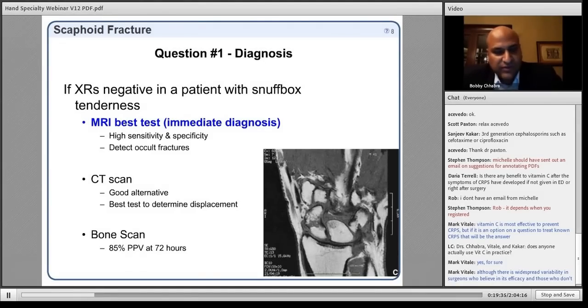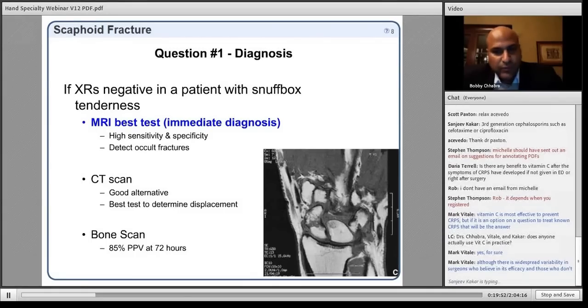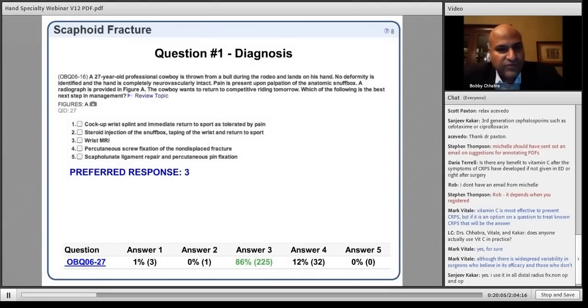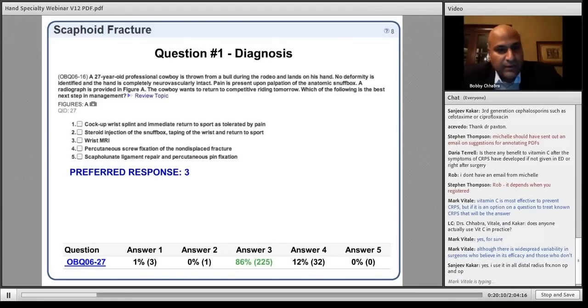You can actually see on the image that there's an occult fracture of the waist of the scaphoid. CT is a good alternative, but it's better for confirming scaphoid healing, and also it's the best test to determine displacement. Bone scans are useful and have been used in the past, but they're only positive at about 72 hours, so you can have a delay in diagnosis. So for this situation, he has anatomic snuffbox tenderness, his initial X-ray was negative, and so you have to treat him as if he has a scaphoid fracture until proven otherwise.